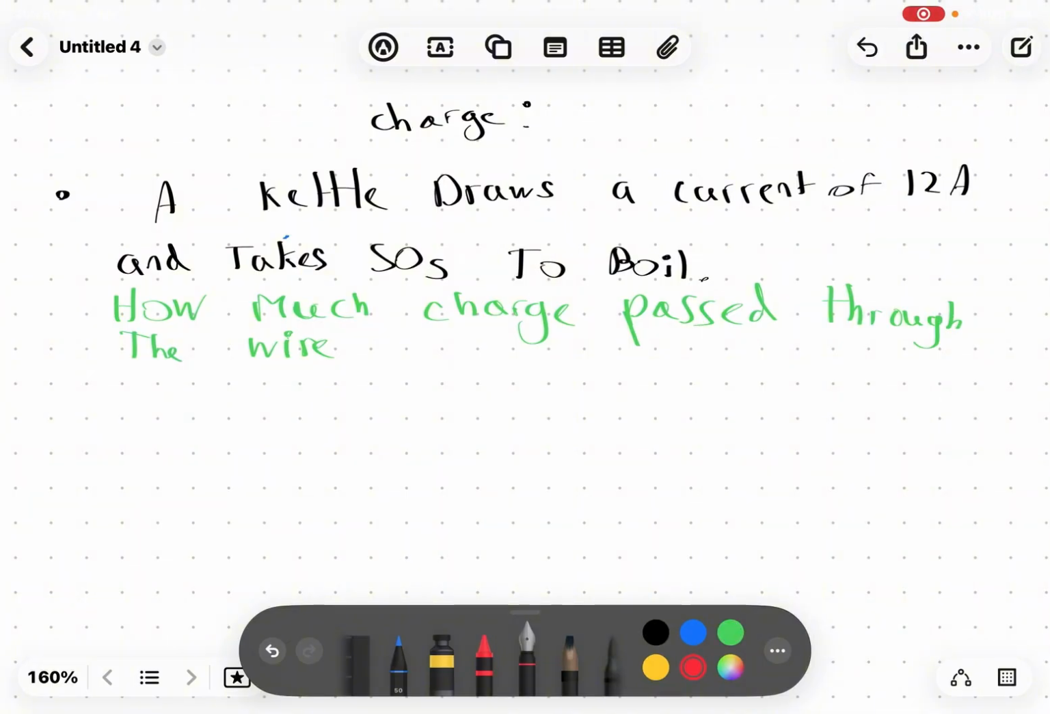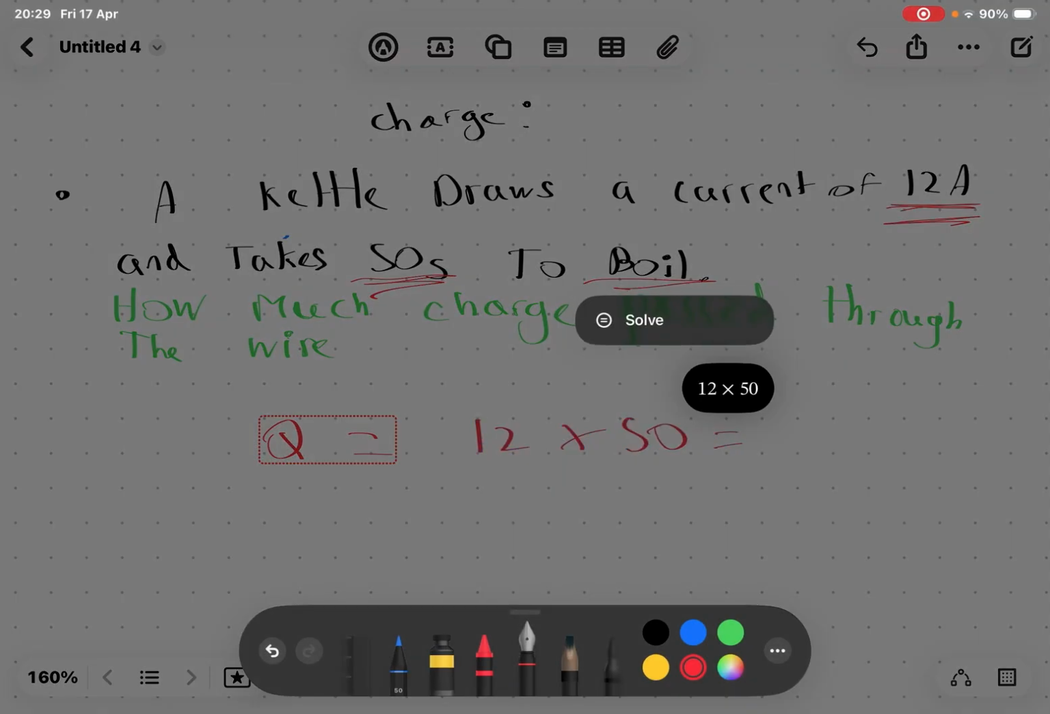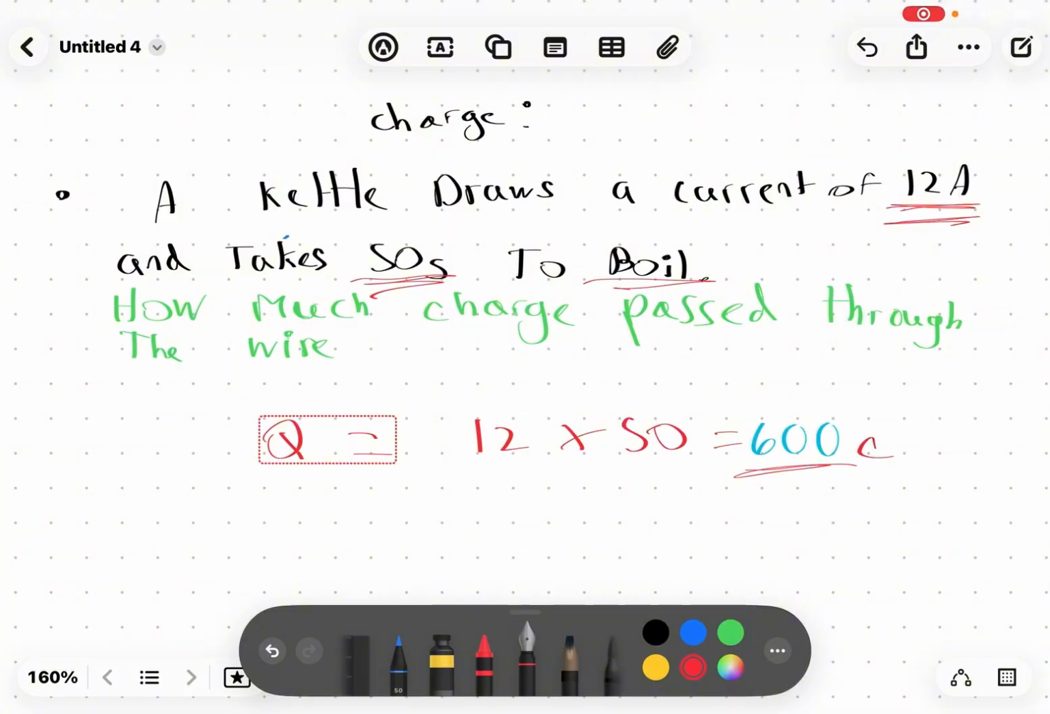So a question might look something like this. A kettle draws a current of 12 amps and takes 50 seconds to boil. How much charge passed through the wire? Basically, in these 50 seconds, how much charge has passed through? So charge is Q, and we have the current, which is 12, times 50, which equals 600. So that would be 600 coulombs, and that's a C.